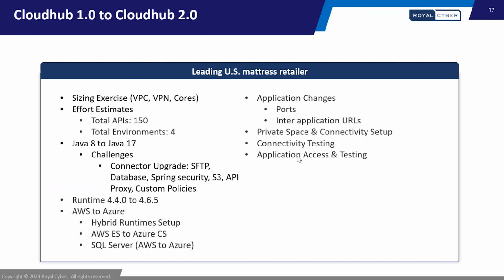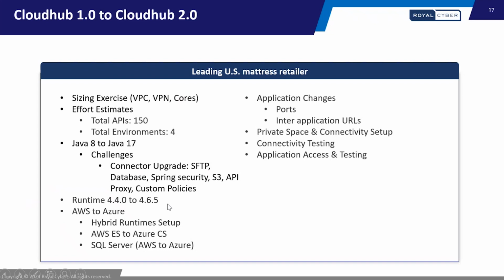Another component that we had was the Java 8 to Java 17 migration, and it had its own challenges. When migrating the APIs, we needed to upgrade the connector versions, so we used the latest versions for different connectors such as SFTP, database, Spring Security, S3, API proxy, and custom policies. We just mention these connectors because we faced some issues specific to them while upgrading to the latest version.